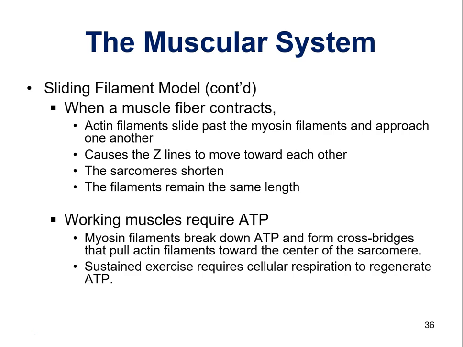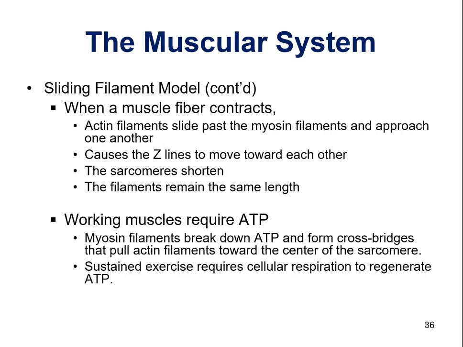Let me describe it in words, and then let's look at the picture and describe it again. When a muscle fiber contracts, actin filaments slide past the myosin filaments and approach one another, and so that sarcomere will shorten. The Z-lines will move towards each other. The sarcomeres shorten, but the filaments remain the same length. They just overlap each other more. So this is the sliding filament. The actin filaments slide past the myosin filament. That's where the name sliding filament comes from.